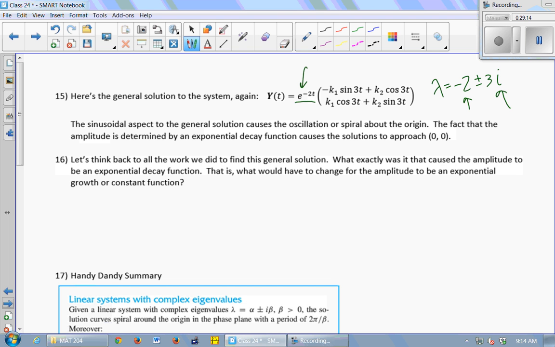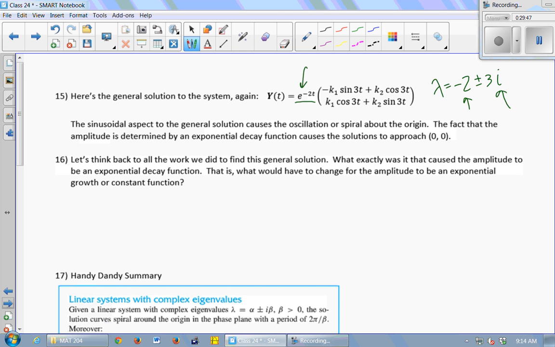Okay. Yeah, because this thing is just going to cause oscillations. It doesn't matter if it's positive or negative. Your K1 and K2 would be different if you chose a different eigenvalue to start with. If finding a general solution, it will look the same, but if you wanted to find a particular solution, you might get different K1s and K2s.